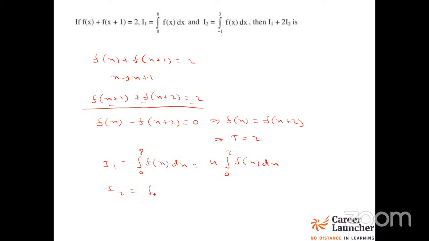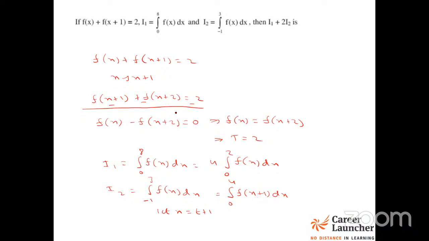And what about I2? I2 is the integral from minus 1 to 3 of f of x dx. So let us substitute x is equal to t plus 1. Substituting x as t plus 1, the limits will become 0 to 4. It will become f of t plus 1, so it will be the same as f of x plus 1 dx.